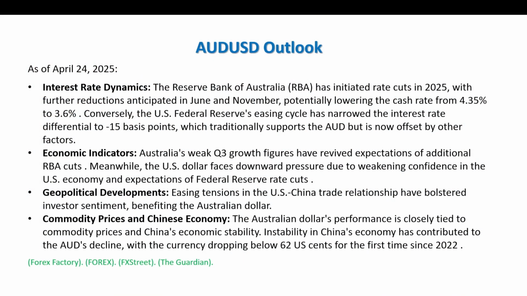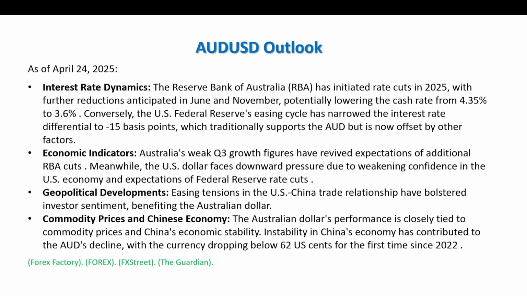So as of today, 24th of April, interest rate dynamics: the Reserve Bank of Australia has initiated rate cuts in 2025 with further reductions anticipated in June and November, potentially lowering the cash rate from 4.35 to 3.6. Conversely, the US Federal Reserve's easing cycle has narrowed the interest rate differential to negative 15 basis points, which traditionally supports the Aussie dollar, but is now offset by other factors.